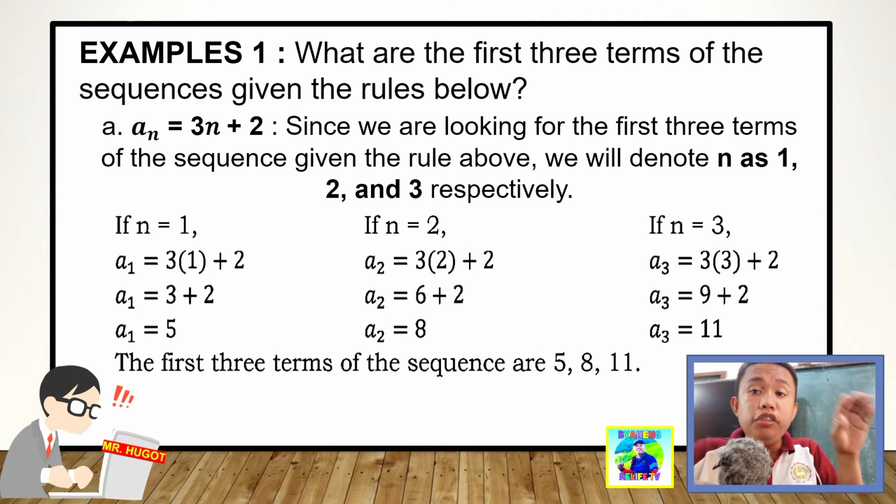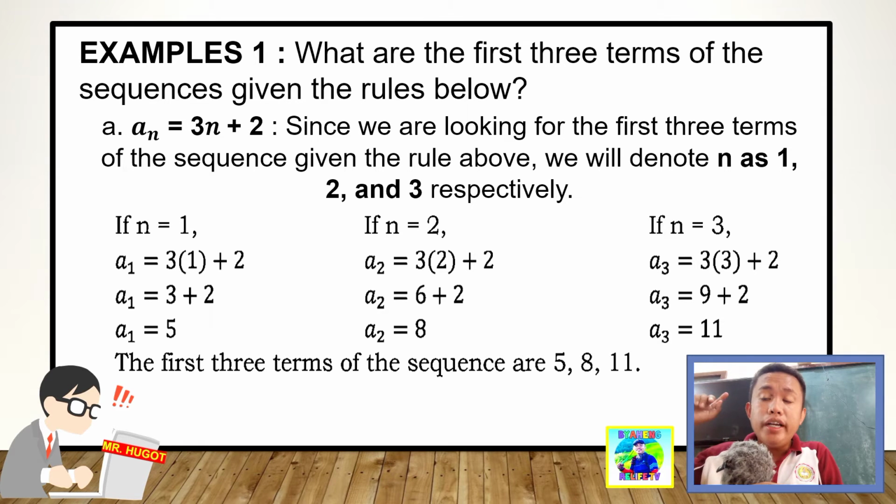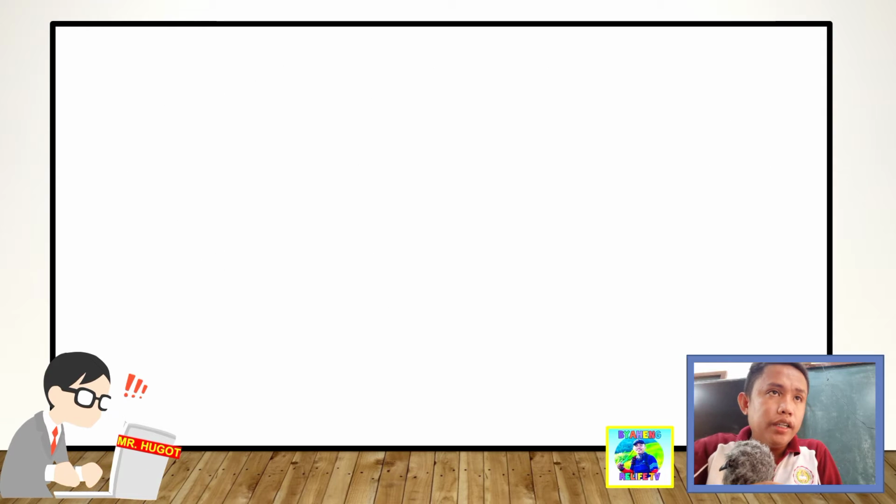Okay? Pag inulit niyo siya, sa 4th, sa 5th at 6th, ganun din po ang gagawin niyo. Substitute si 4, substitute si 5, substitute si 6. Okay? So that will be our first 3 terms ng ating sequence. We have 5, 8, and 11 for our example number 1. Now let's continue with example number 2.